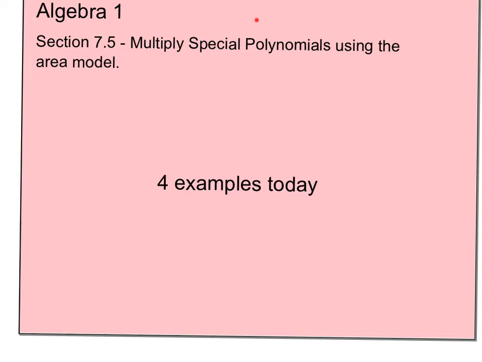These are considered special polynomials because all the examples you're going to see today have some sort of pattern or shortcut that you could use to solve these. But to be totally honest with you, I sometimes think those patterns and shortcuts are confusing if you don't really see them, and you end up making mistakes. So we're just going to stick with the area model today as we go through these four examples.